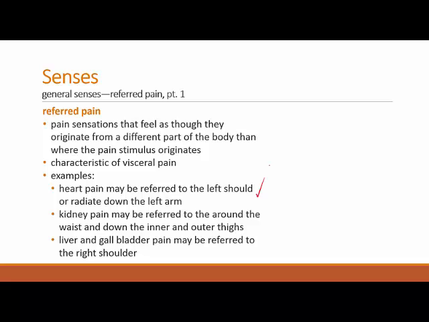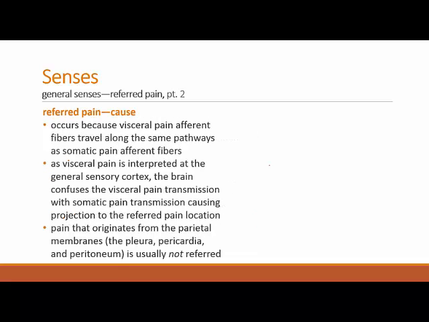And so on page 448, figure 12.2 is an image that shows some of the locations of referred pain, and you can see some of the diagrams there. So the yellow area is kidney pain, where it's referred around the waist and down the inner and outer thighs. The liver and the gallbladder with their referred pain up into the right shoulder and neck region.